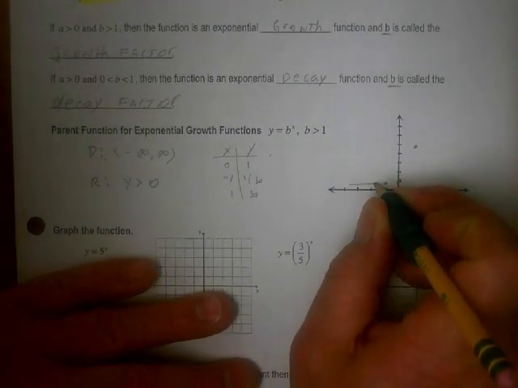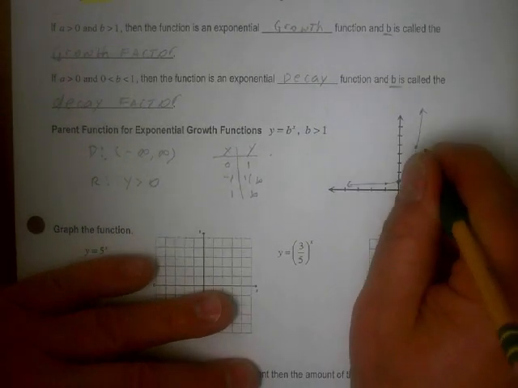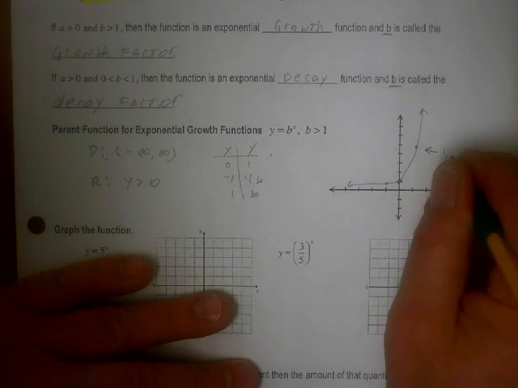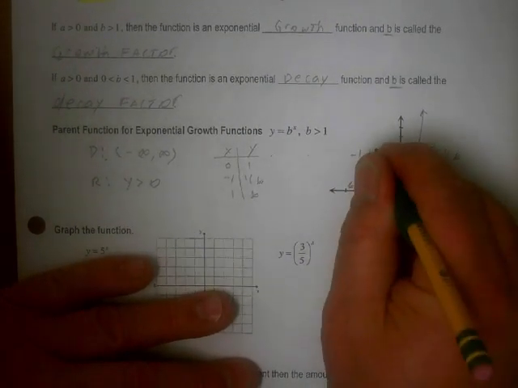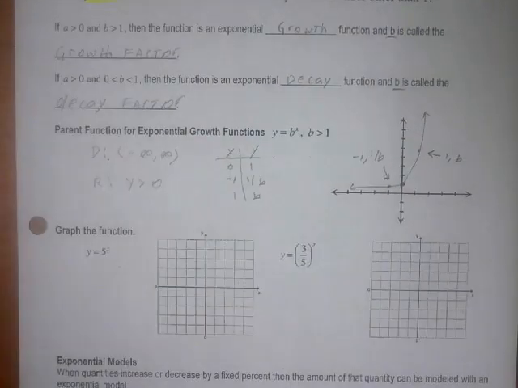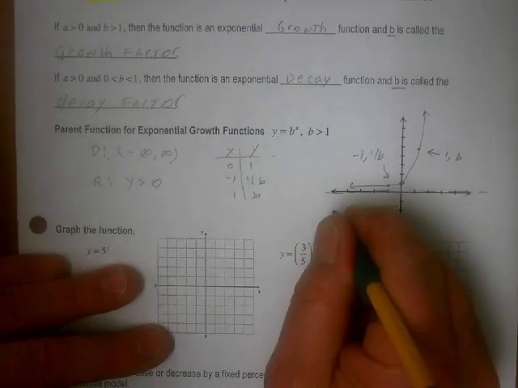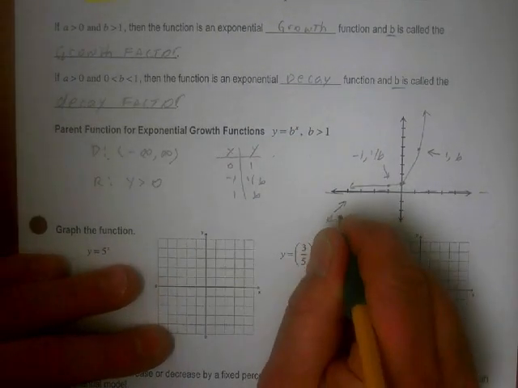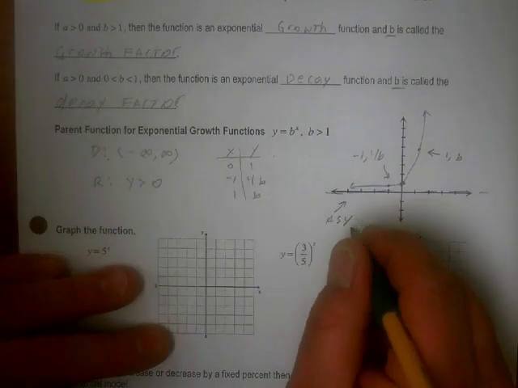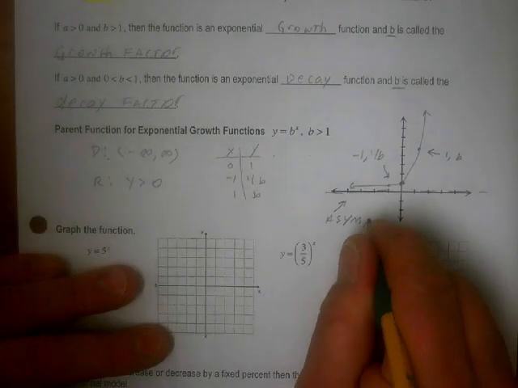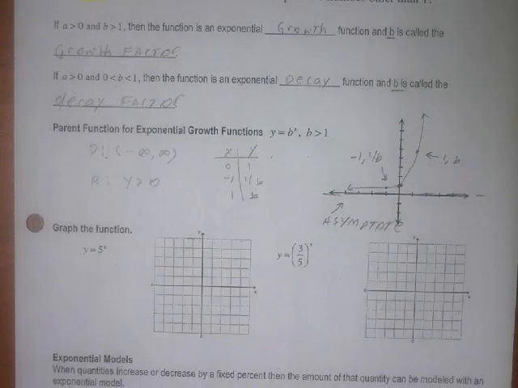So my graph is going to look something like this, where this ordered pair is 1 comma b. This ordered pair is negative 1 comma 1 over b, and again, whatever the value of b is. Your x-axis, in this case, acts as an asymptote, which means as you go to the left, as x gets smaller and smaller, the function will get ever closer to the x-axis, but in this case, it won't really hit the x-axis. So that's just an asymptote.